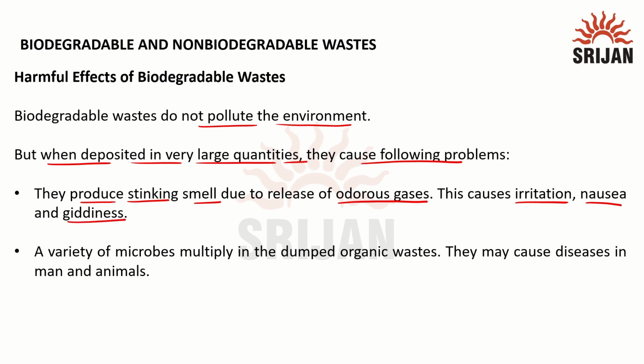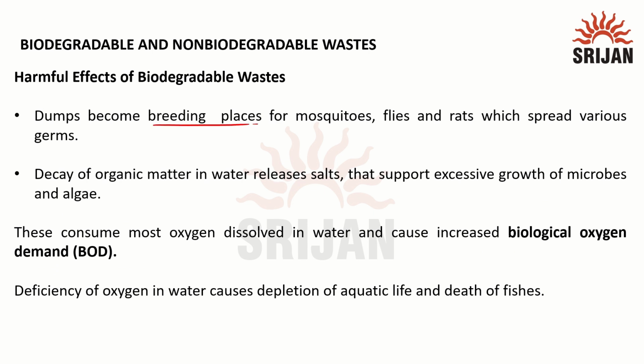Second, in this biodegradable waste there can be growth of a variety of microbes which can multiply very easily because it contains a lot of organic waste. This can also result in outbreak of diseases in man and animals. Dumps become breeding places for mosquitoes, flies and rats, which spread various germs. And decay of this organic matter in water releases salts that again support excess growth of microbes and algae in the water, which results in eutrophication and can kill the aquatic life.